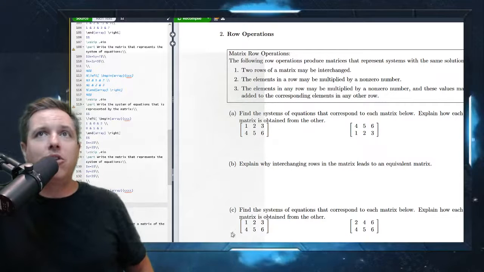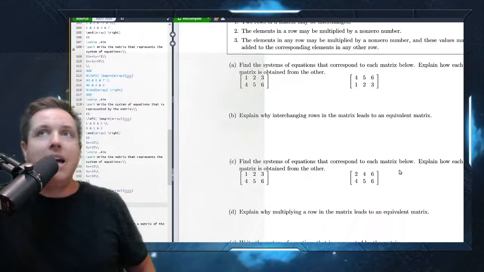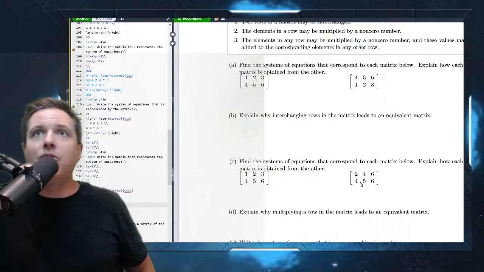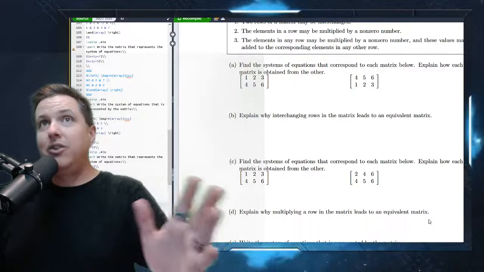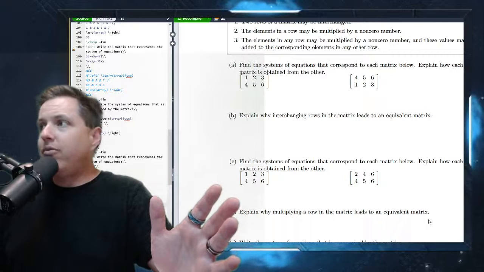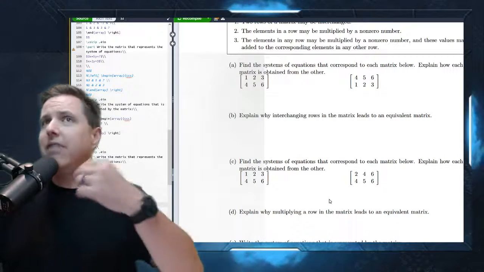So look here, we started off with 1, 2, 3 over 4, 5, 6. And now it's become 2, 4, 6 over 4, 5, 6. So what happened? I took row 1 and I multiplied it by 2. So 1, 2, 3 became 2, 4, 6. And it's reasonable to go, okay, now that's got to change things, right? You just changed all the coefficients to something different. No, it's the same matrix. It's going to have the same solutions.